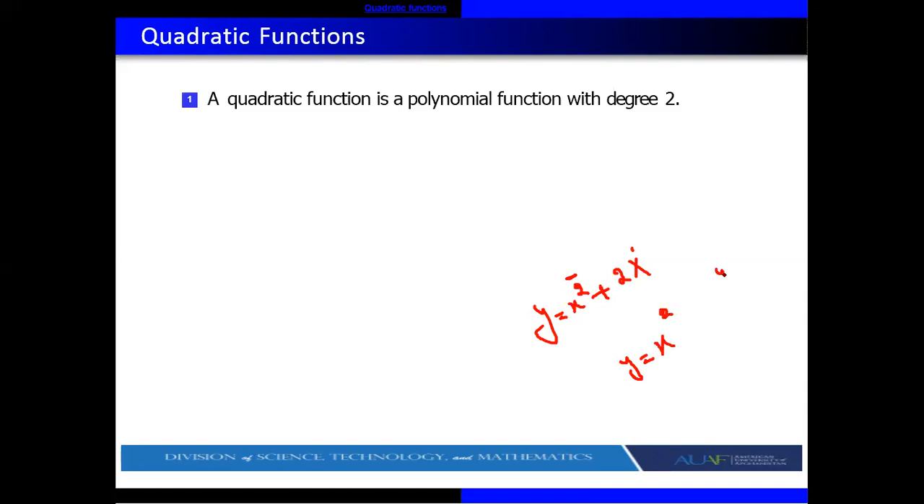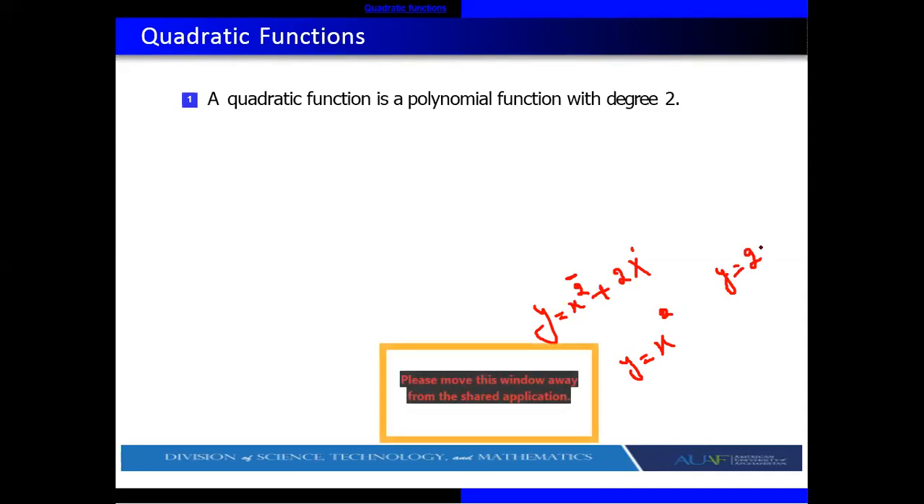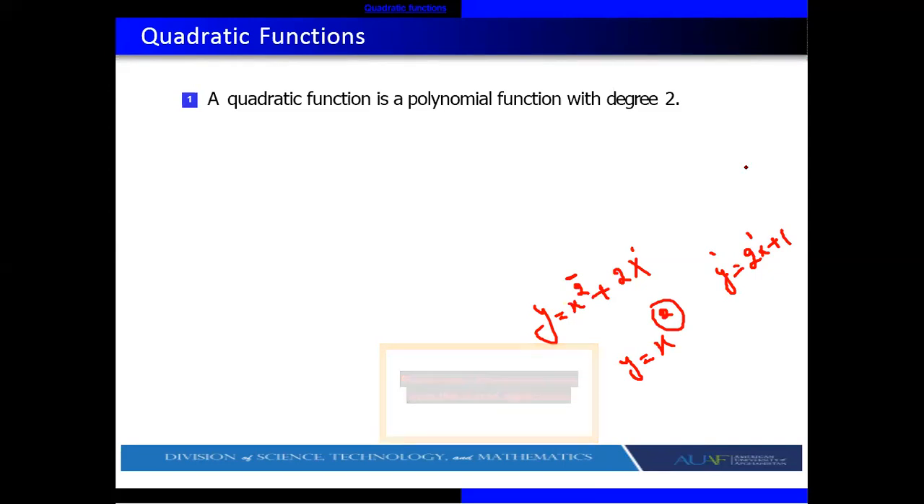y is equal to 2x plus 3. This one is a linear equation because variable powers are 1. In this case, highest power is 2. So a quadratic function is a type of function in which variable power is 2, or degree 2.